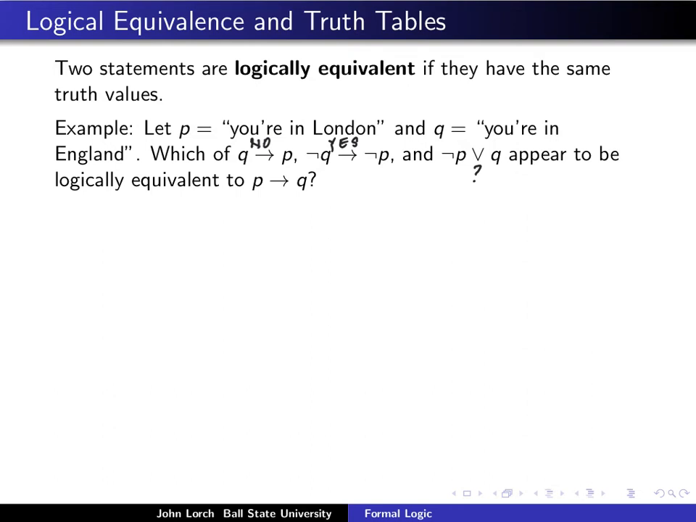So let's do that here. So we have statements P and Q. And then we have this bunch of other statements, right? We've got if P, then Q, which is the statement that we're comparing to some of these other statements. And then we have if Q, then P. And then we have if not Q, then not P. And then we have not P or Q.